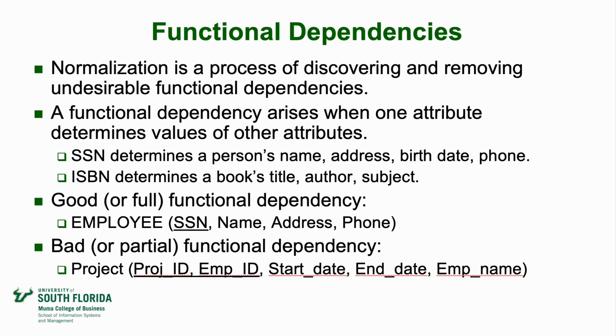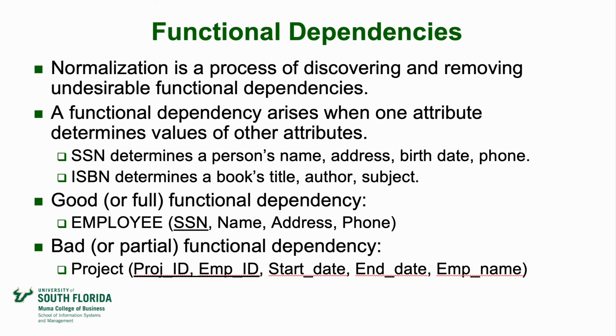Good or full functional dependencies occur when all the fields in the table are functionally dependent on the full primary key. For example, in the employee table, all fields are functionally dependent on the primary key SSN. Bad functional dependencies are ones in which some fields are not functionally dependent on all the fields in the primary key. For example, in the project table, while start date and end date can only be determined if you know both the project and the employee, you can know the name of the employee if you only know the employee ID.